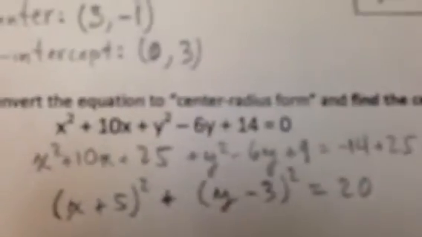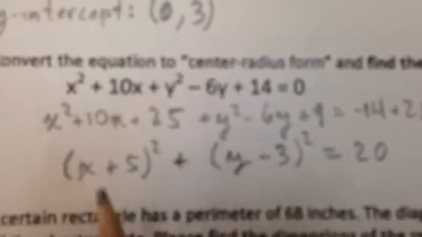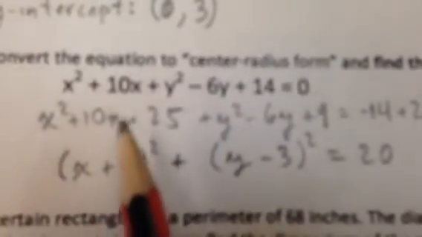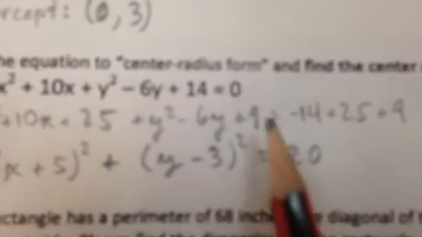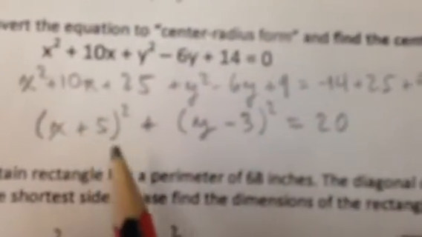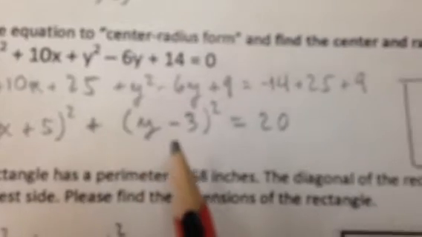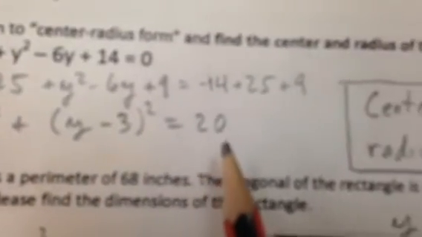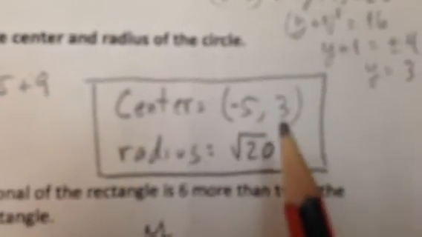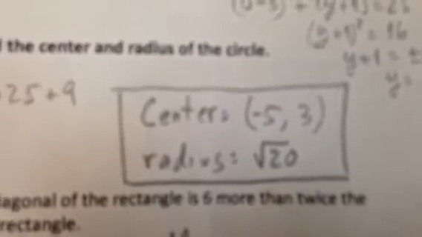Let's move on. Completing the square, and the next problem was a piece of cake compared to that one. Just adding half of that number squared and half of that number squared. And I get this equation right here: (x plus 5) squared plus (y minus 3) squared equals 20. That means my center is at (-5, 3), and the radius is the square root of 20.